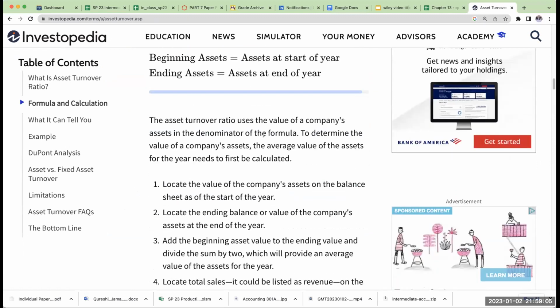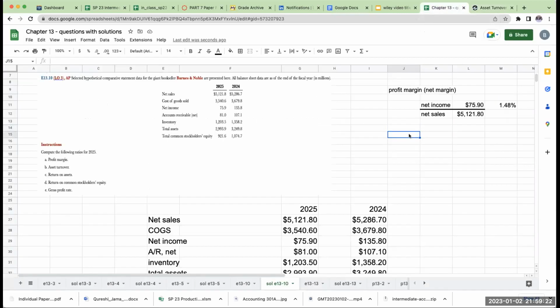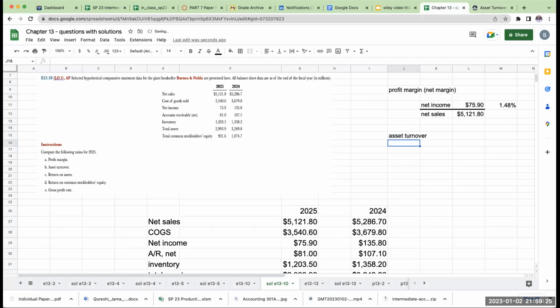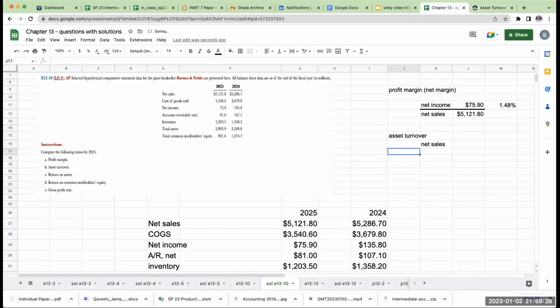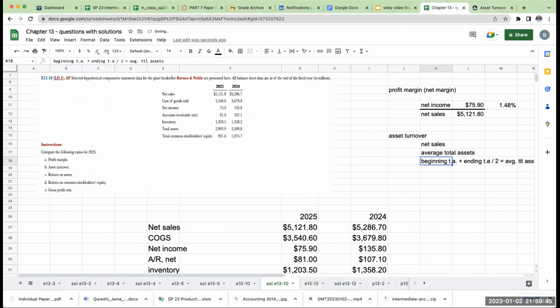So this is basically saying how well is a company generating sales. The higher the amount is, the better the company's performing, because it's using those assets to generate sales. So the asset turnover is going to be my net sales divided by my average total assets, which is my beginning total assets plus my ending total assets divided by 2 is average total assets. Okay.